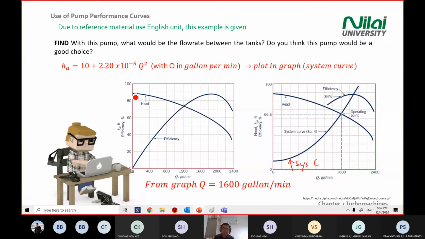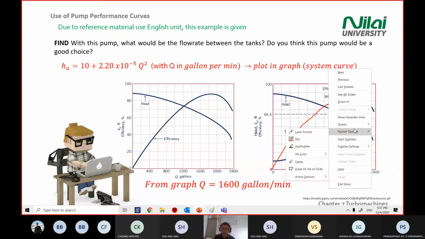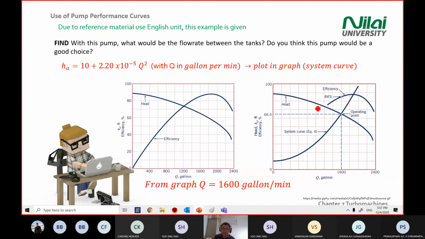On the head versus efficiency graph, these two lines are given by the supplier or the manufacturer. You overlap this equation on the graph, you draw this one. So on the hand side here, this line is from here. We just remove this one so that we can discuss more clearly. This efficiency line is actually this line. So there's an overlap point here from the head performance by the manufacturer.